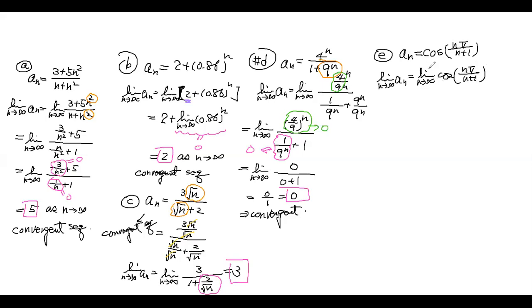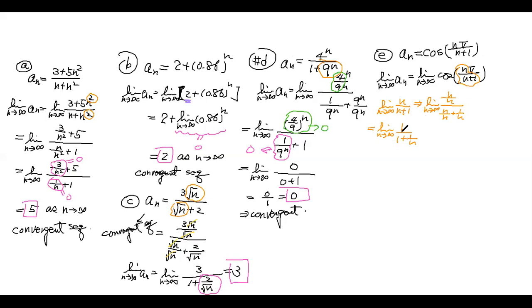Okay, so let's take a look at what happens inside. Let's move the n over n plus 1 out. We are looking for the limit as n approaches infinity of n over n plus 1. We can divide by n on both the numerator and the denominator. So this is 1 over n. This one will give you the limit as n approaches infinity of 1 over 1 plus 1 over n.